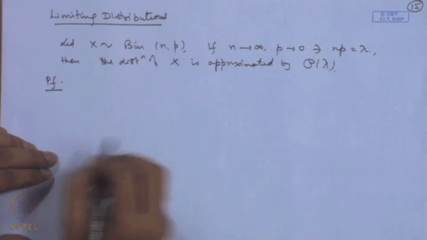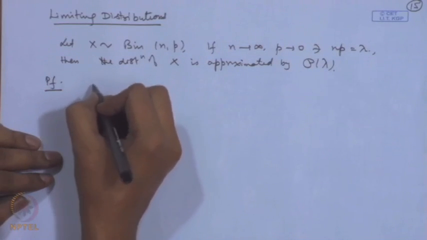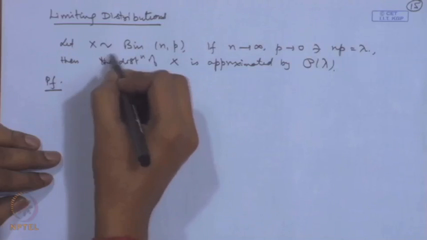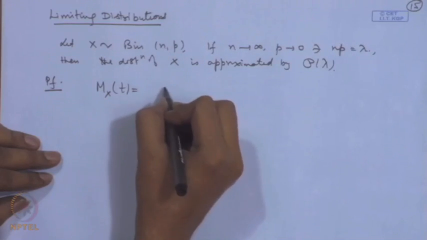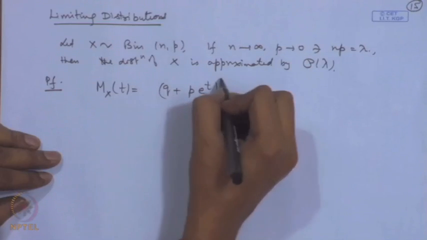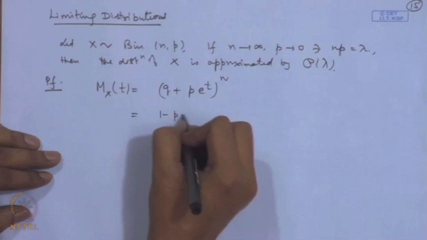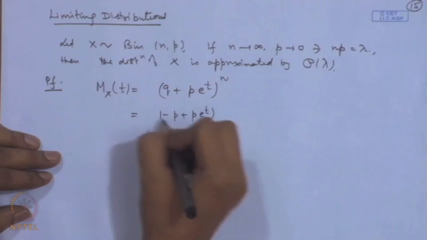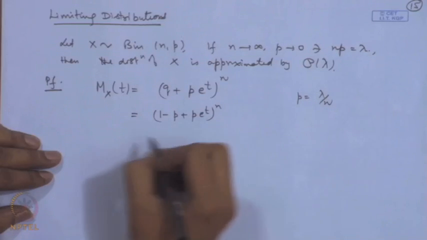If we consider the distribution of x and that is binomial n p, let me consider the moment generating function. It is equal to (q plus p e to the power t) whole to the power n. This we write as (1 minus p plus p e to the power t) whole to the power n. You have n p is equal to lambda, so we can write p is equal to lambda by n.